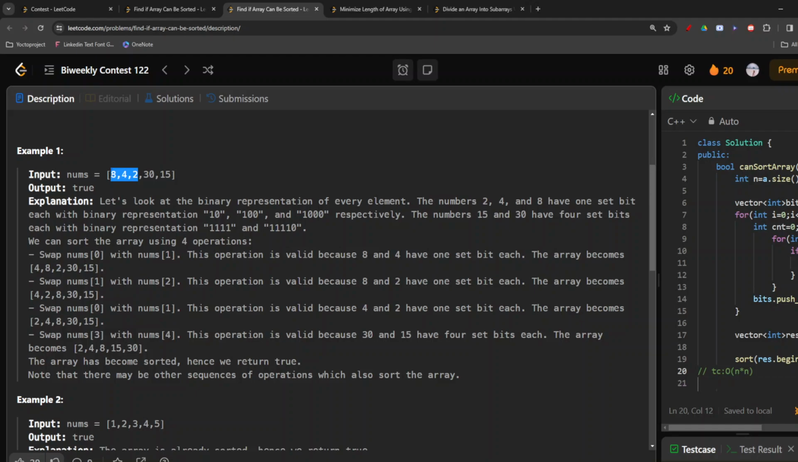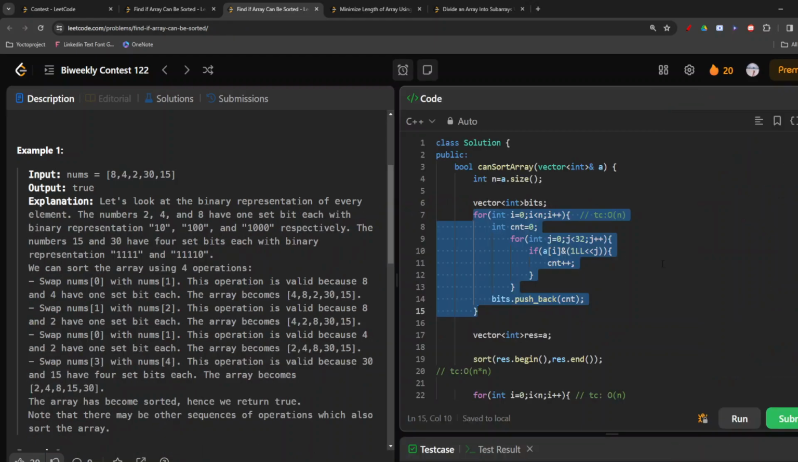So let us go ahead with the coding part for the same. First thing we are doing here is checking for the number of set bits, and pushing all those set bit counts into this bits vector. This whole operation goes ahead with order of n, and this is 32 bits, so order of 32. So overall it becomes order of n time complexity.